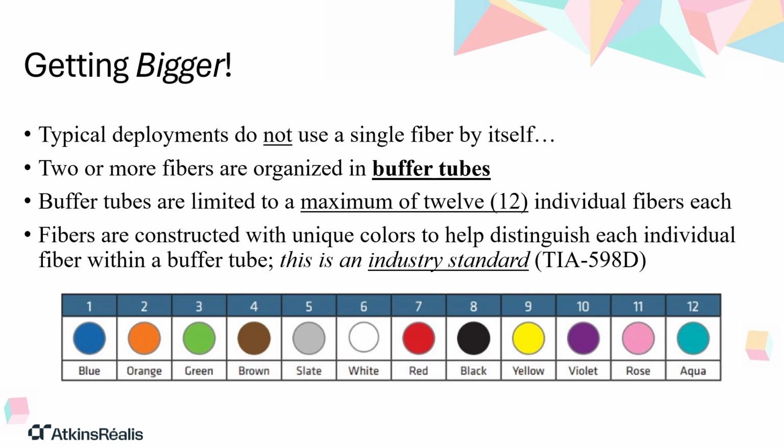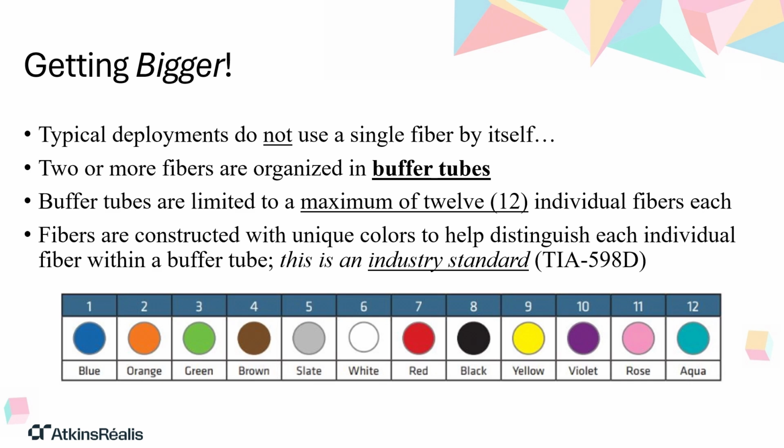Fibers are constructed with unique colors to help distinguish each individual fiber within the buffer tube. This is an industry standard from the TIA 598D standard. What that means is the first fiber in every buffer tube will always be colored blue, the second orange, the third green, the fourth brown, and so forth. This pattern will repeat itself for each individual buffer tube.